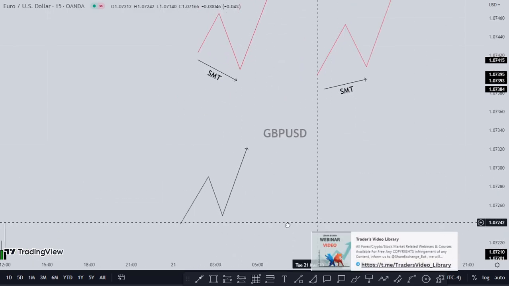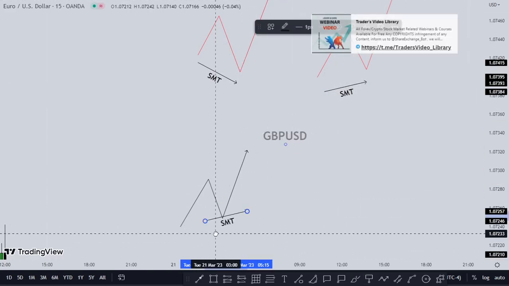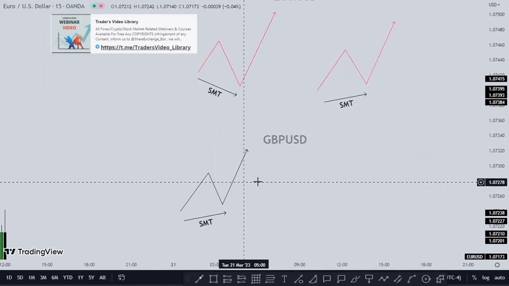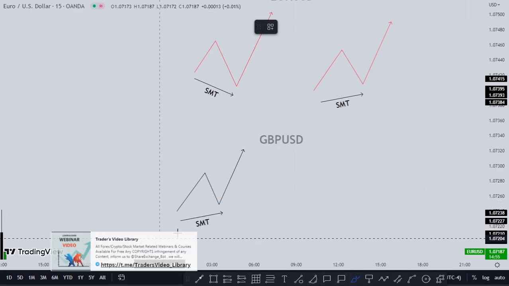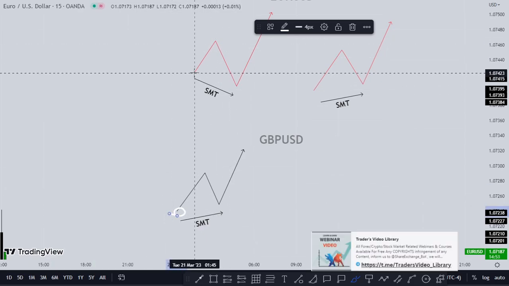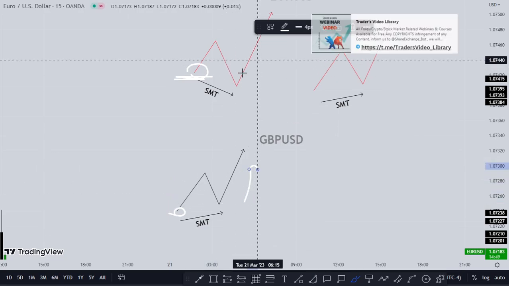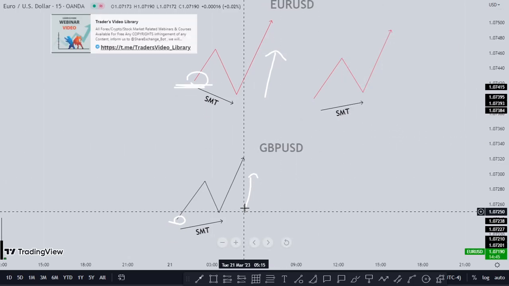But if Euro USD made the lower low, GBP USD should make the lower low also. But if it failed to make the lower low, this means that the GBP USD is very bullish and it failed to break this low, but the Euro USD broke this low, took the liquidity, and we will continue going higher.